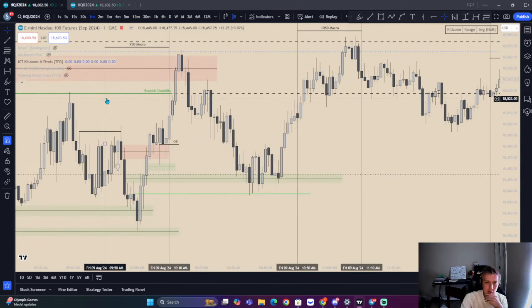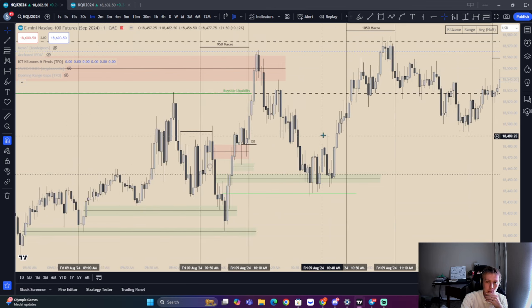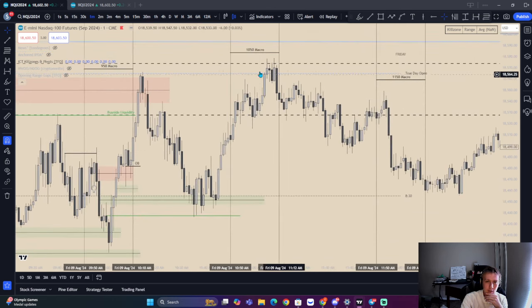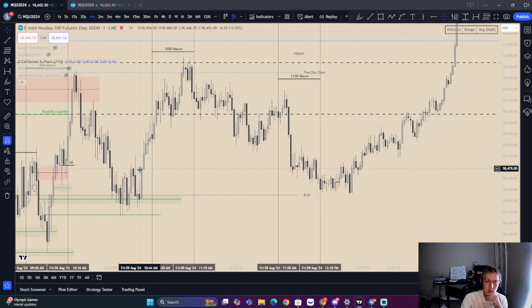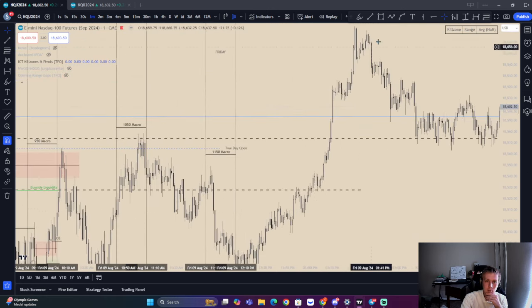And notice as well what's happening. There kind of is a lot of elements, but they all blend together. 9:50 macro. We create a turning point with a 9:50 macro. 10:50 macro. We kind of consolidate. 11:50 macro. We have a little sell model here into this inefficiency. And then we end up repricing higher.